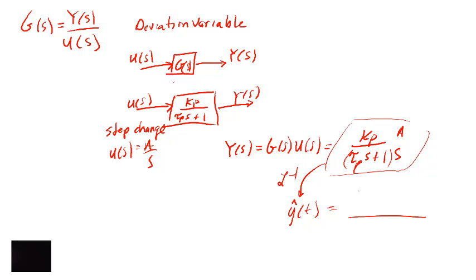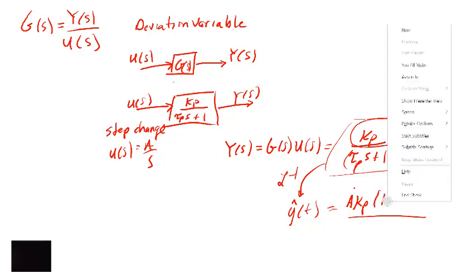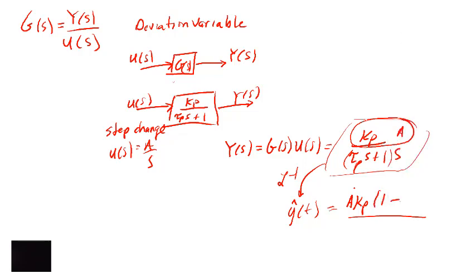It's going to be a times kp, so it's the constant in the numerator, multiplied by 1 minus the exponent of negative t over tau p. Okay, and this is again in terms of deviation variable, and then y of t would just be y naught plus this value right here. Okay, so that's essentially what the transfer function is.